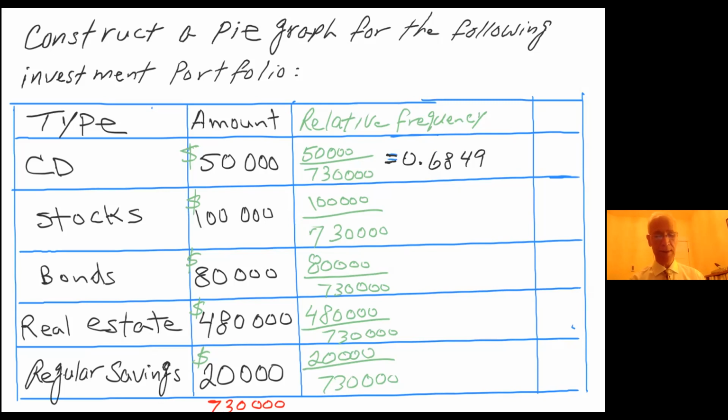If I multiply that by the 360 degrees in a circle, that gives me the portion of the circle that I have to shade for certificate of deposit. So I'm going to multiply this number, 0.68493 on and on, times 360. It gives me, and I'm going to round to the nearest degree, 25 degrees. And I'm going to name this column degree.